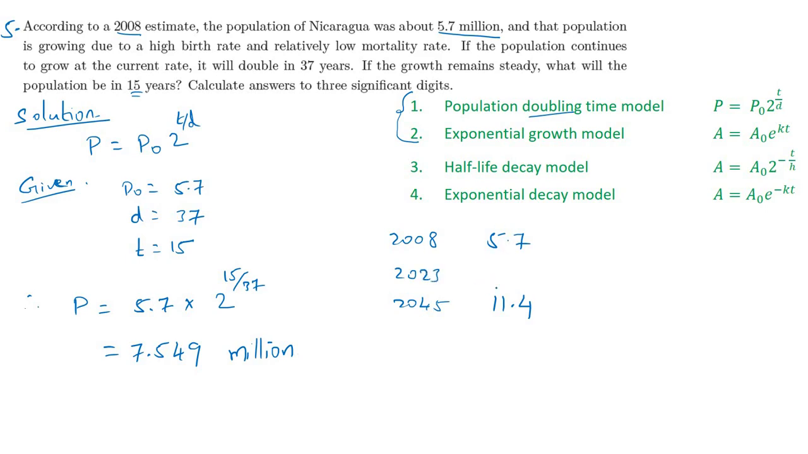Definitely it will be between these two numbers, 5.7 and 11.4. Understand? Substitute here. It is 7.549. You can see this one, whether your answer is right or wrong. You can cross check like this way.